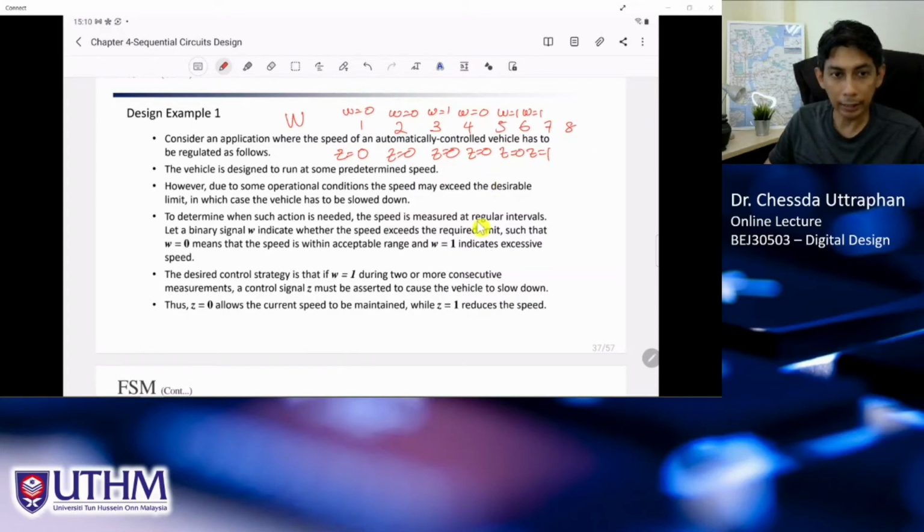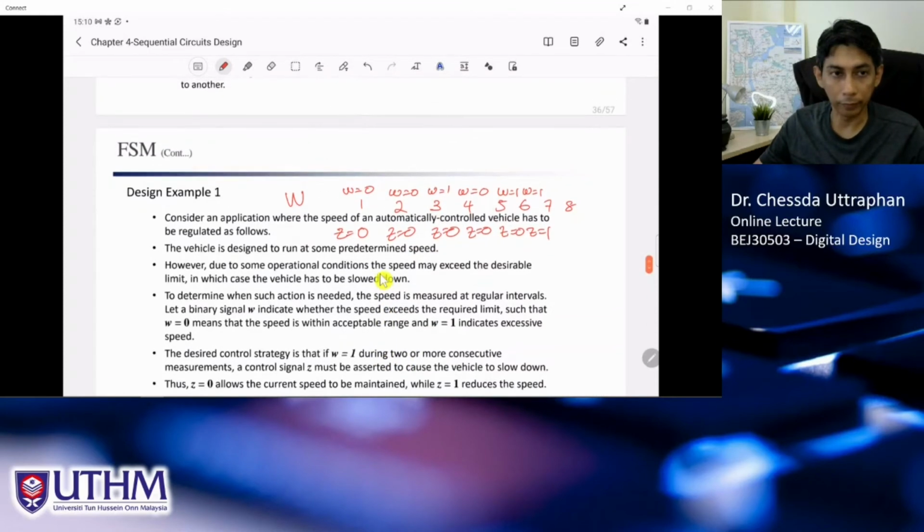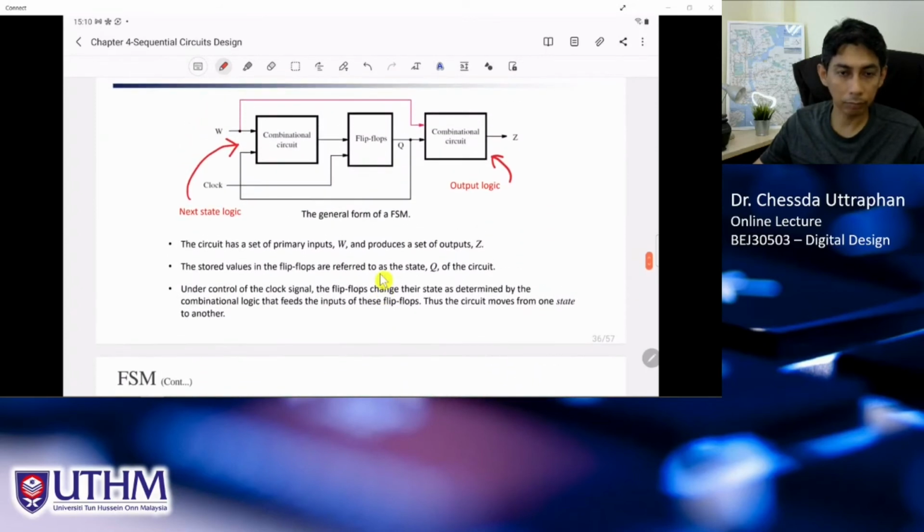So that is the engineering problem that we need to solve, and to use a digital circuit to do this, we need a circuit that has a memory, which is the sequential circuit, right? So that is why we use a sequential circuit to design this kind of circuit.